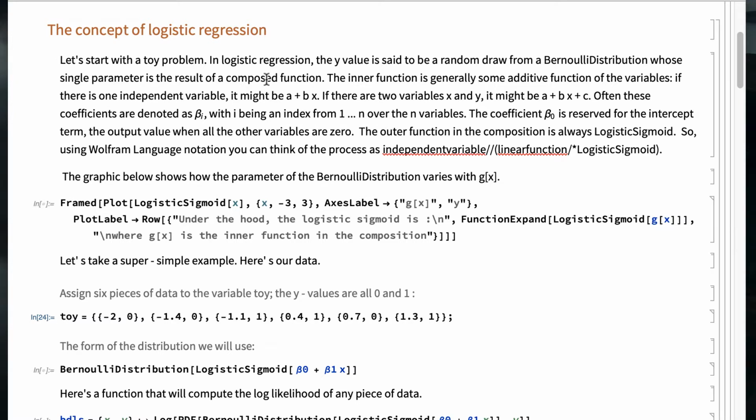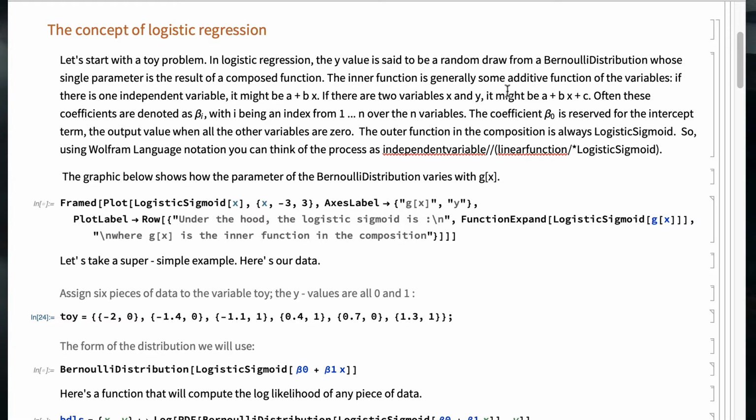In logistic regression, the y value is a random draw from a Bernoulli distribution, 0 or 1. And the Bernoulli distribution, as you may recall, has a single parameter. That's our coin flip distribution. But that single parameter can itself be the result of a function. With logistic regression, the function takes the following form. We start with probably a linear function, something simple like a plus bx, or maybe a plus bx plus cx squared, but some linear function where we're adding up terms.